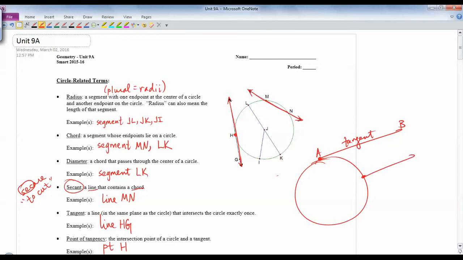But not this one, right? That, like CD, is not a tangent, because if I kept CD going, it would cut right through the circle. So that's definitely not a tangent. It would have to just graze the circle even if you kept it going.